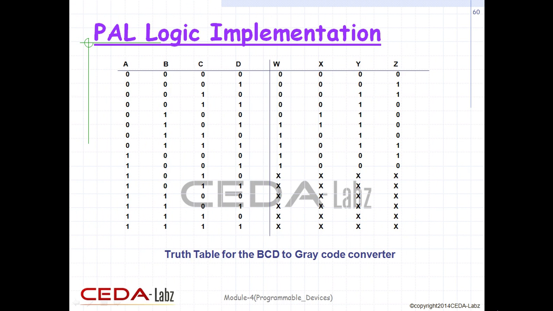Here in this slide, there is a table of BCD to gray code converter. In the table, the left-hand side consists of 4-bit binary input values, from 0 to 10, and in the right-hand side, their corresponding code in gray form is shown. We are going to understand its logic implementation.